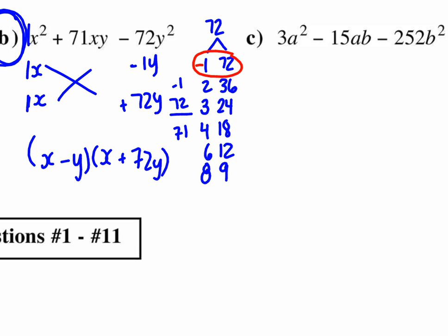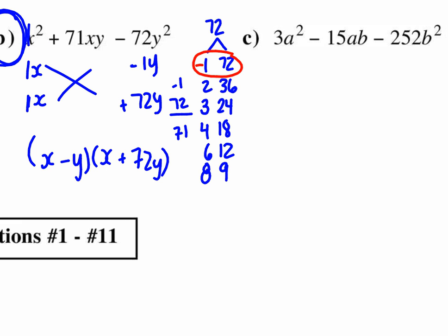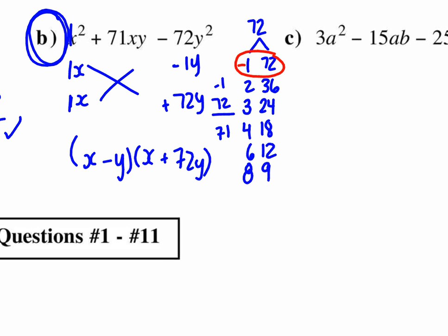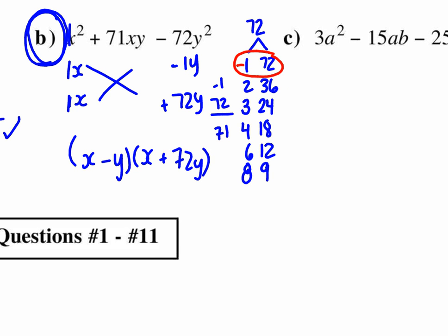Okay. So, where do we start with letter C? You said it. Greatest common factor. Always check, especially if your A value is not 1. It's obvious that when your A value is 1, there is no GCF, unless there's a variable. Okay, so we want to pull out our greatest common factor. What can we divide all of those by?